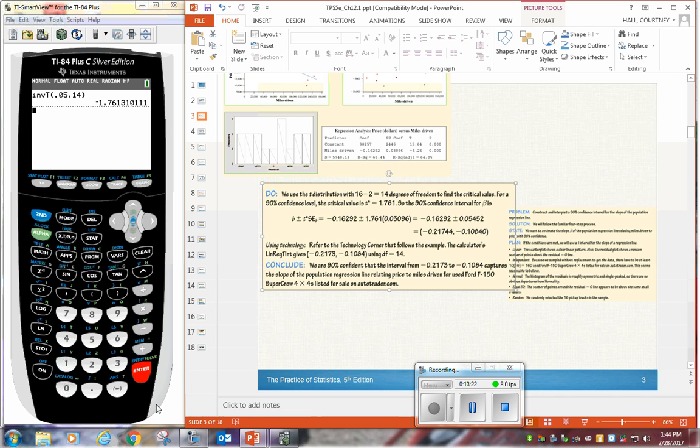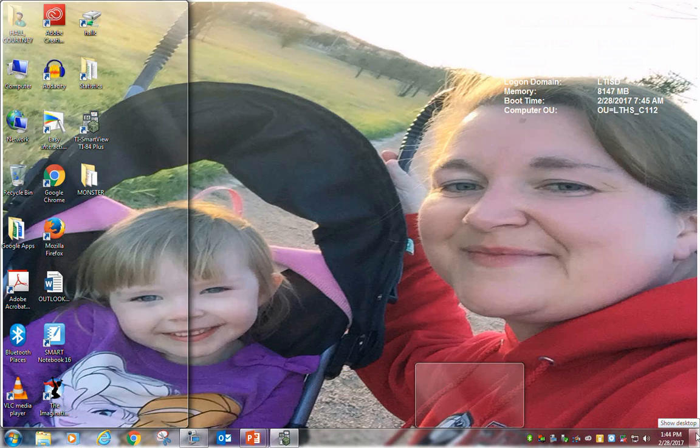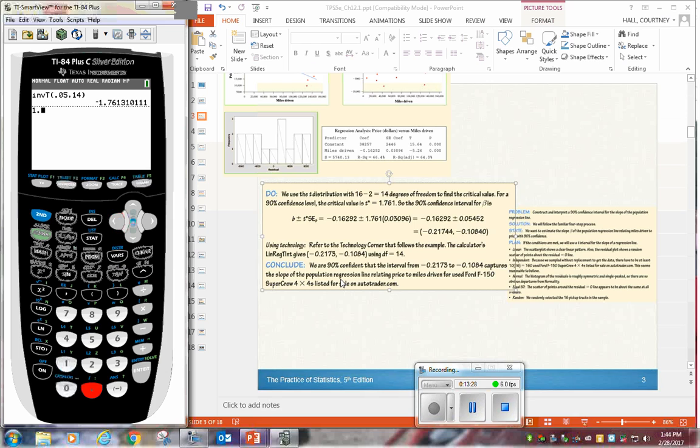Okay, so from there, what they did is they took their 1.761 and they multiplied it by this 0.03096. And that's where this number came from, the 0.05452.